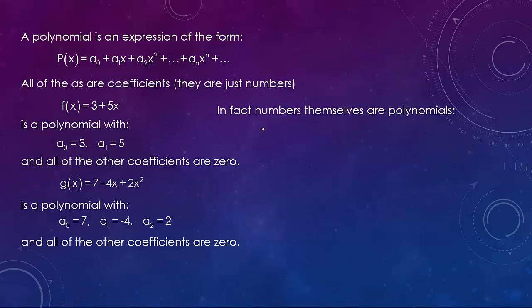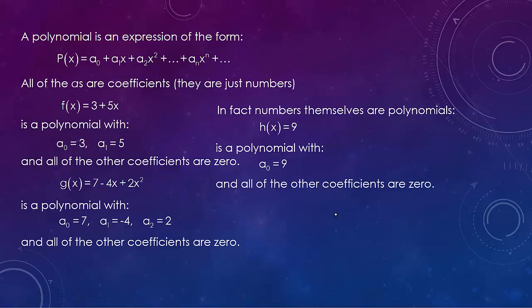In fact, numbers themselves are polynomials. If we have h of x is equal to 9, that's a polynomial with a0 equal to 9 and all of the other coefficients being equal to 0. So numbers are just polynomials.